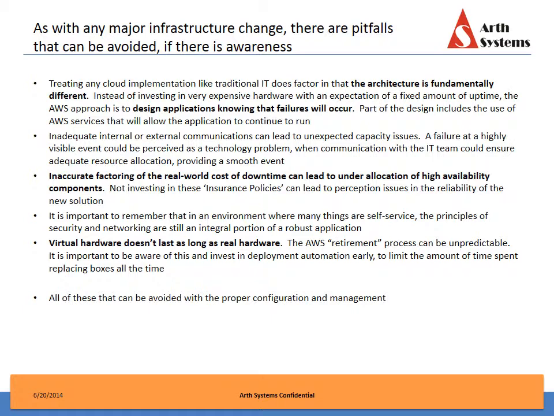Arth Systems employs a robust business impact analysis process to ensure the right level of protection is applied to all applications included in the deployment. AWS itself can present challenges. The services are continually being enhanced and improved, but for example, today the retirement of an application instance can be unpredictable. Awareness of this allows the investment in deployment and monitoring automation early in the project. All of these things can be avoided by utilizing an experienced team to partner with your own team.